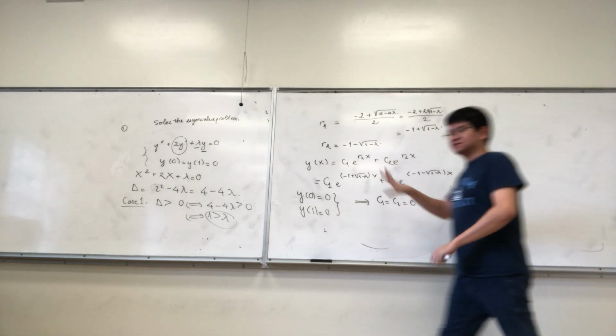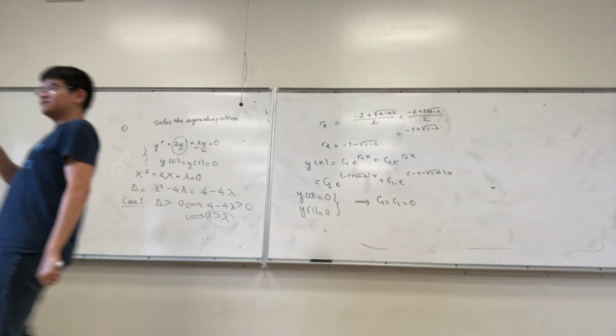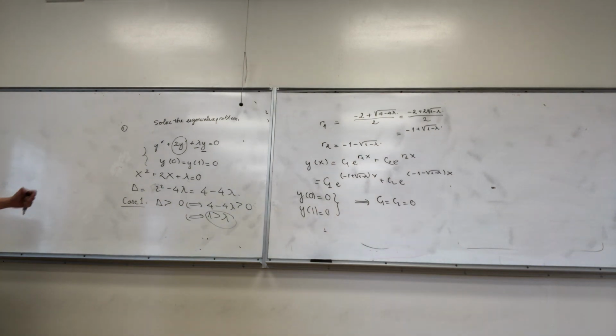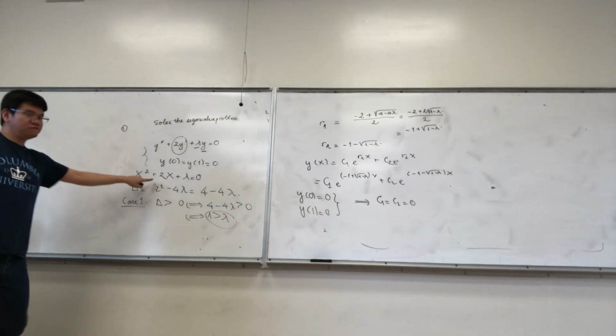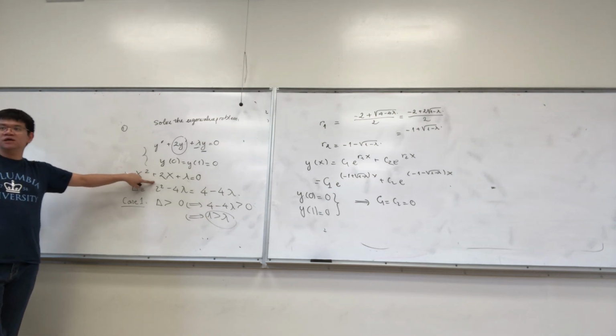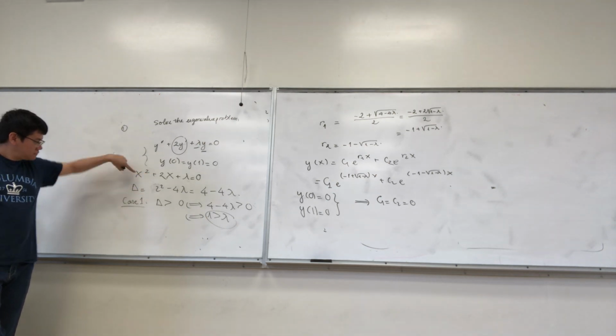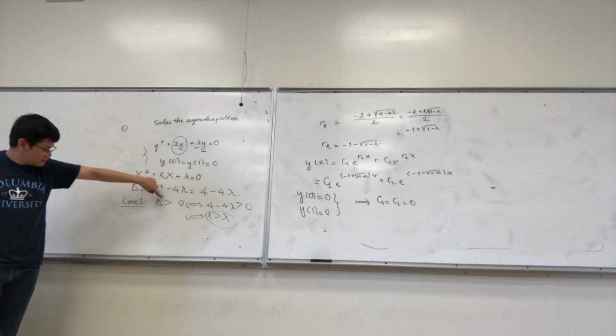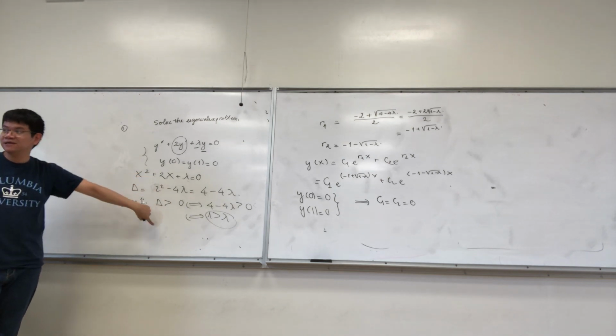So I explain again. Here in this case, there are also 3 cases, but the 3 cases will not be lambda positive, lambda negative, lambda 0. So we know that the 3 cases for a second order differential equation with constant coefficients to have solutions are the cases when delta is positive, delta is negative, delta is 0.